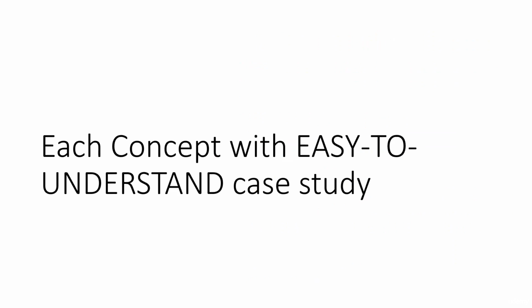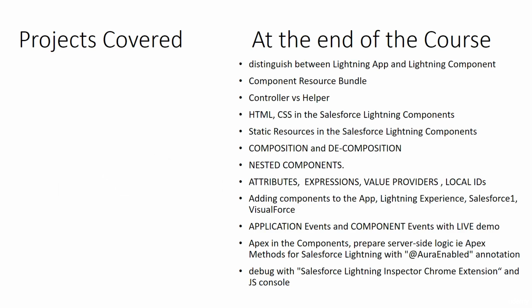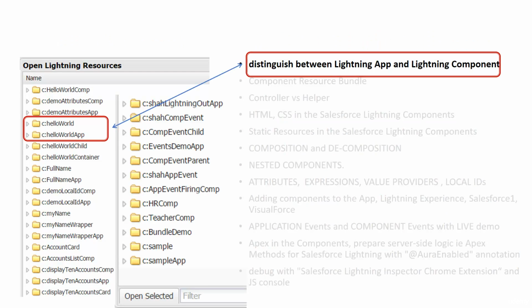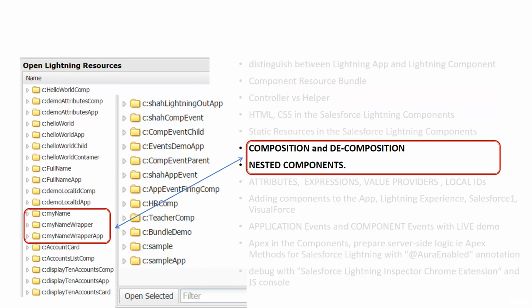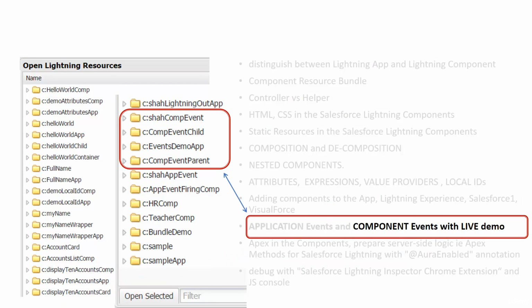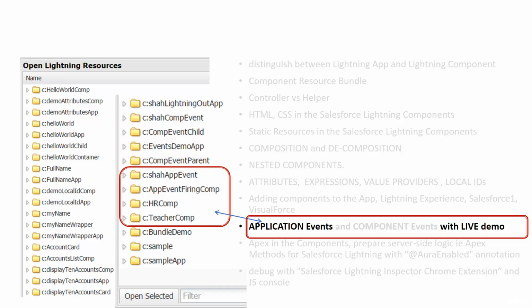To achieve these goals, we have developed some components, and for each concept we have used easy to understand case studies. So each concept is nothing but a mini project. So the mini projects that we have developed to achieve these course goals are this much. For example, to know what the Lightning app and Lightning component are, and the differences, these are the components we have developed. Component events, application events.